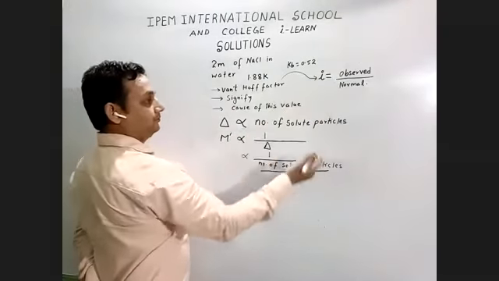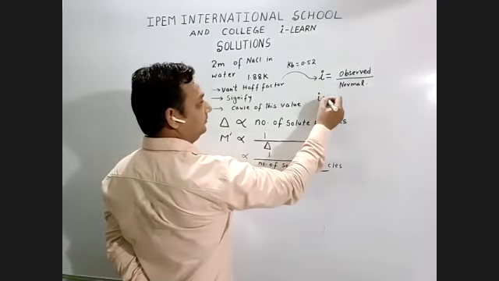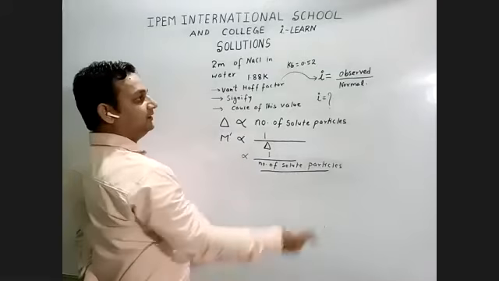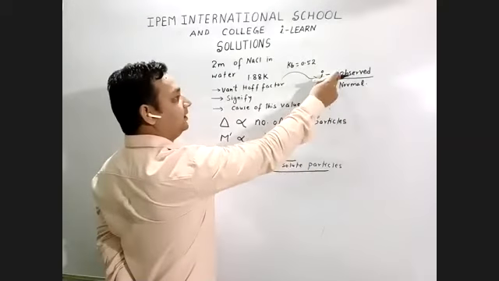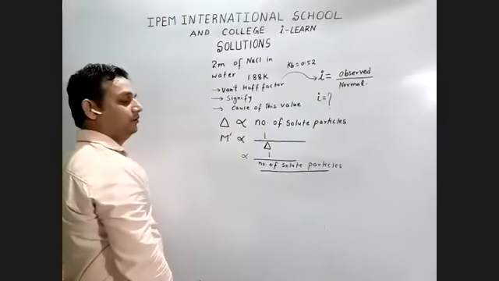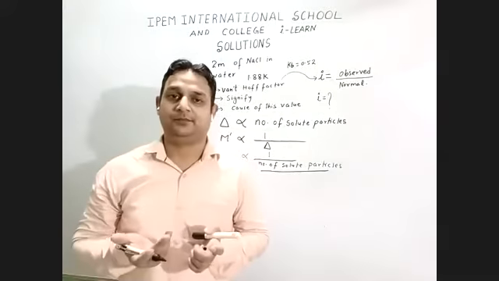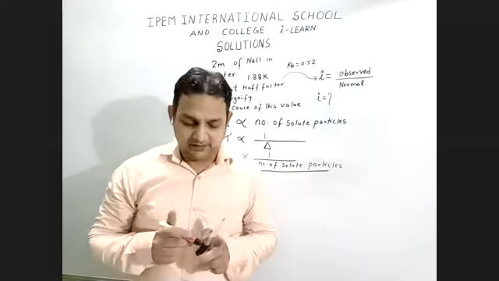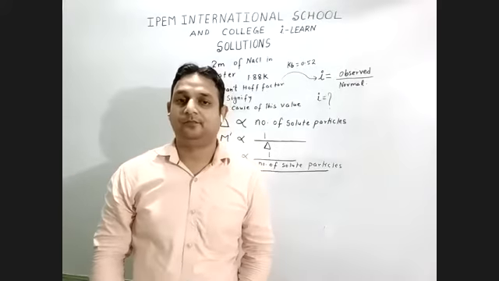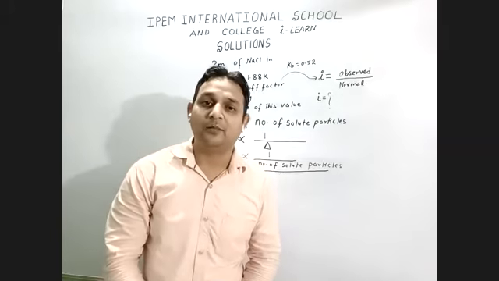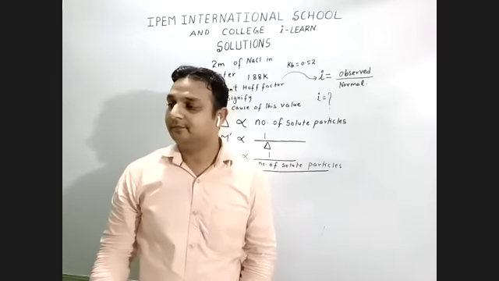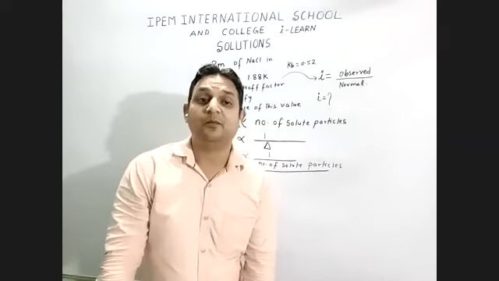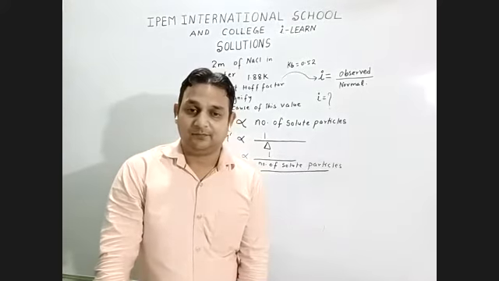So why does this i change? Why is the experimental value different from the normal value? What is happening so that this value is changing? Why are the masses changing, and why do we call it abnormal molecular mass? Yes, anyone? There is a relationship between the abnormal molecular masses and the Van't Hoff factor.